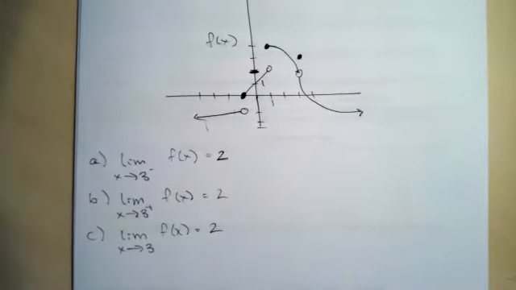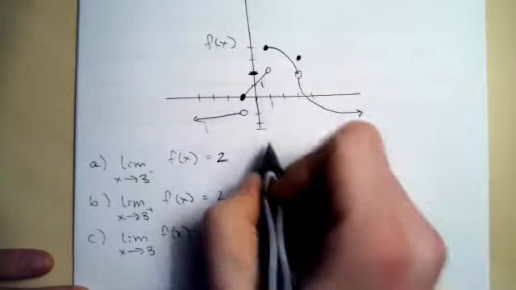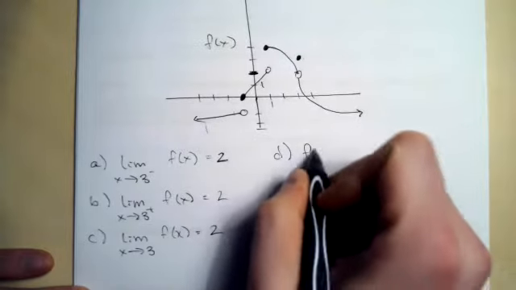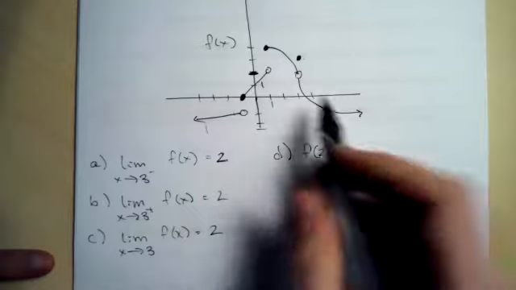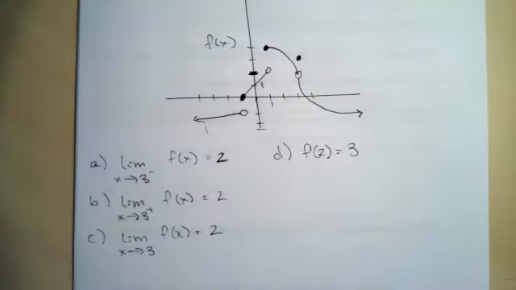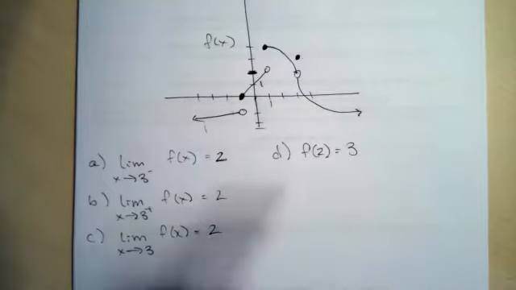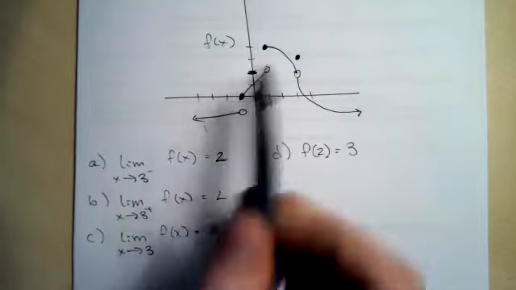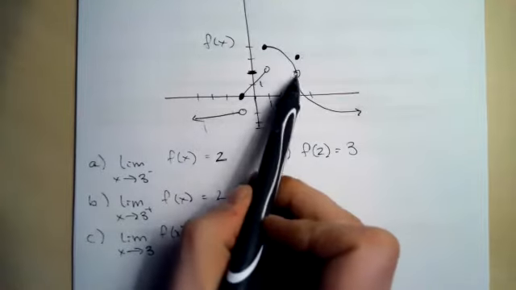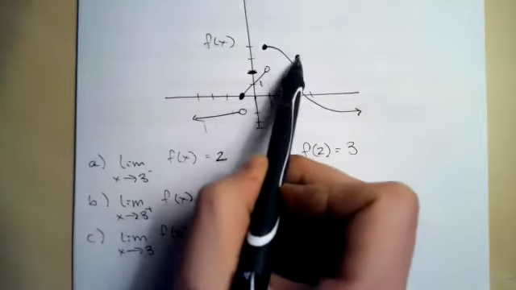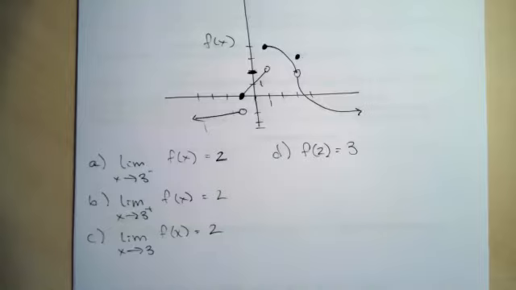This is different than the actual point that's there, though. If we ask, what is f of 3? That is asking, where is the point? That point is actually up at 3. So the limit exists, but that limit is different than the value of the function. This is what we would call a removable discontinuity. It's not continuous there, but it's just a point that's been picked up and removed and then maybe placed somewhere else.